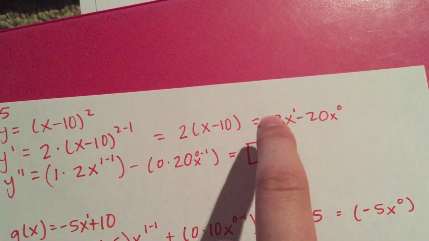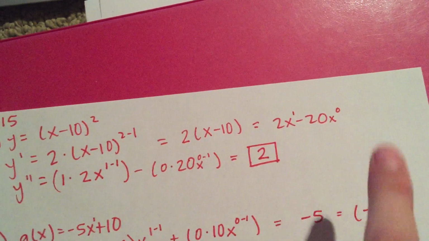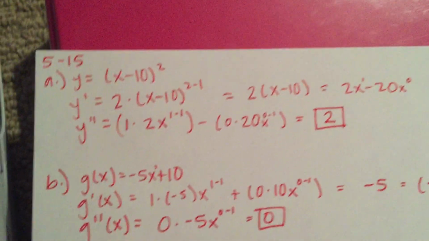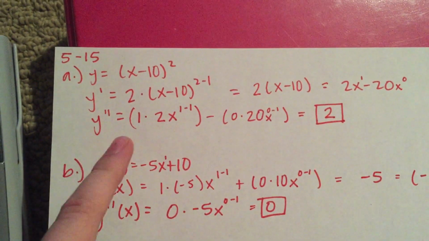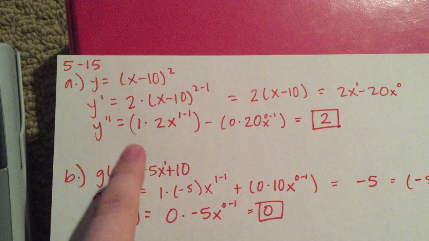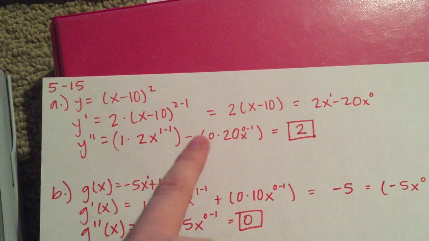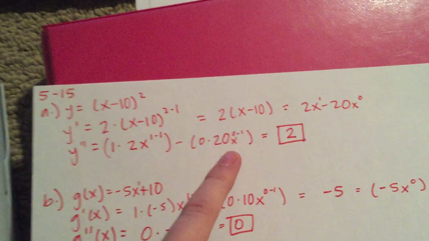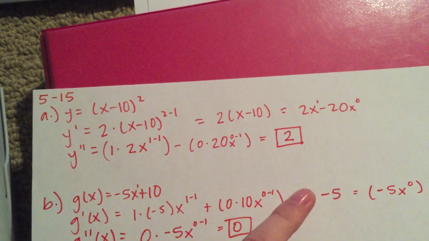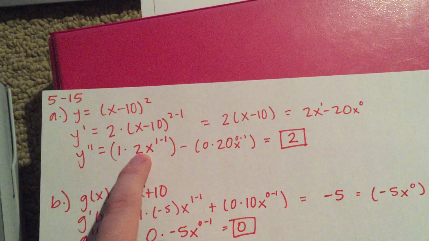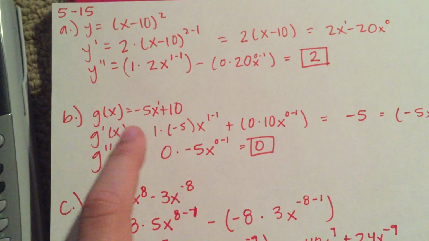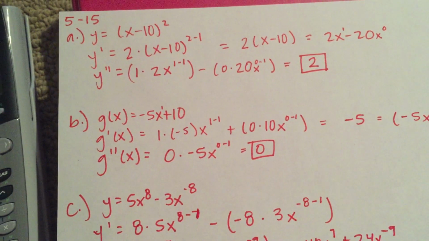And so you end up getting 2, technically x to the power of 1, minus 20 times x to the power of 0. And then for the second derivative, you bring that exponent down again. So you get 1 times 2x to the power of 1 minus 1, minus 0 times 20x to the power of 0 minus 1. So you end up getting 2 minus 0. So it's just 2.